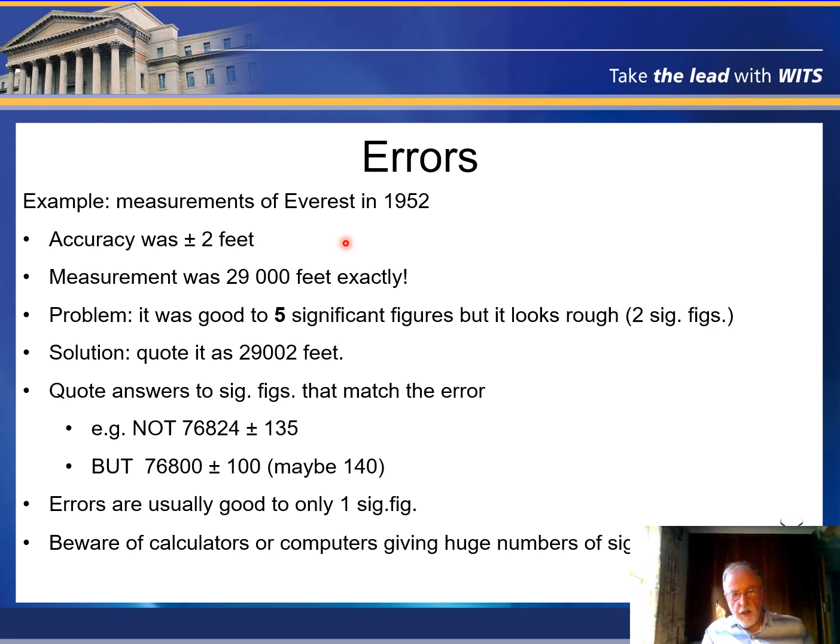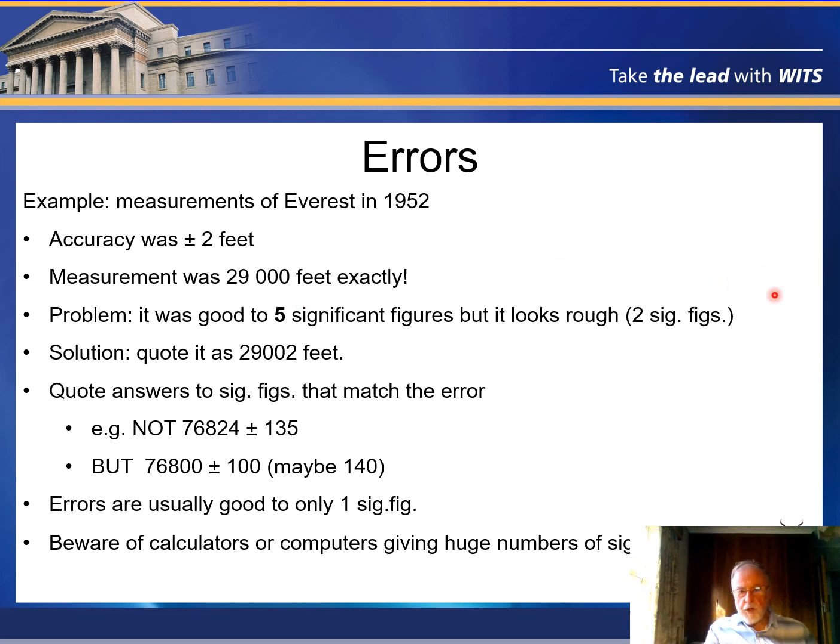And just in passing, that symbol plus or minus doesn't mean approximately, as some people think. It means that it was either anything up to 2 feet more or 2 feet less than the value that they're quoting. And the value that they got was 29,000 feet exactly. Now, they were a bit worried about that because it looks rough. It's good to 5 significant figures. All those zeros are significant figures because of the exactness of the measurement.